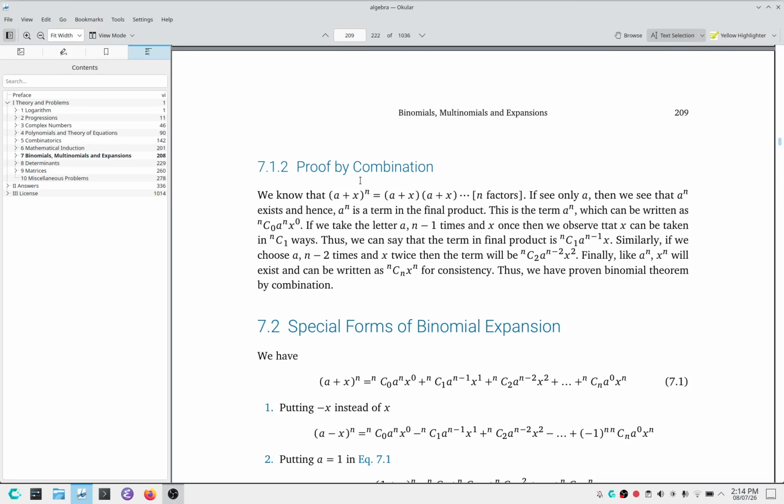Now we will prove by combination. A plus x to the power n is equal to a plus x times a plus x times a plus x.